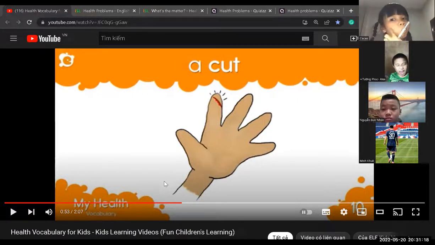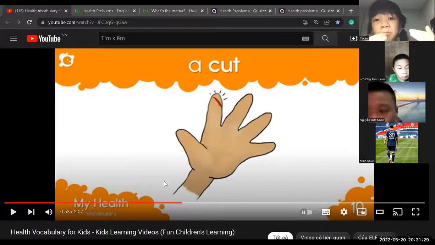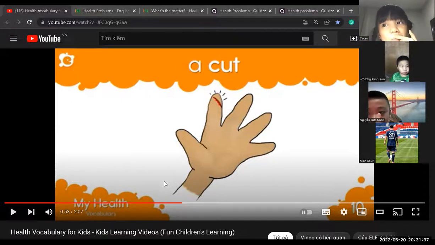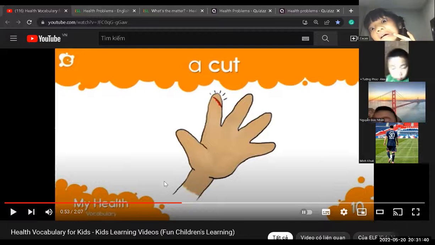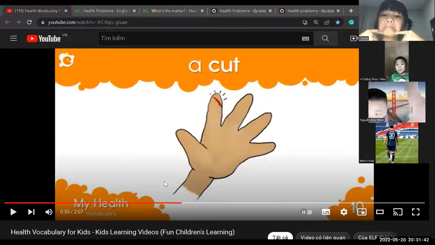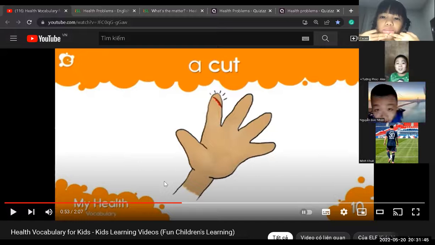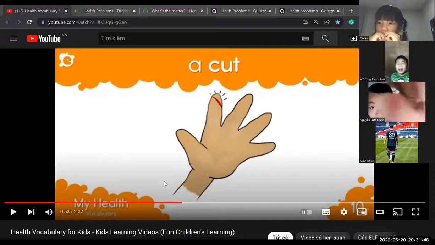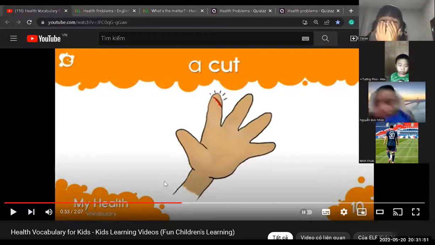Or when your dad needs to shave his beard, or shave his mustache, right? Remember, beard and mustache, your dad has to shave them. So he's going to use a shaver, a razor, and when he shaves, maybe it can cut his skin on the face. Ví dụ ba hay bố hay cạo râu, thì có thể là bị cut vào, thì mình có một cái vết cắt ở đâu đấy, thì mình sẽ gọi là cut. A cut, okay, it's a very easy word, right? A cut, một cái vết cắt. We often have a cut on the finger, okay?